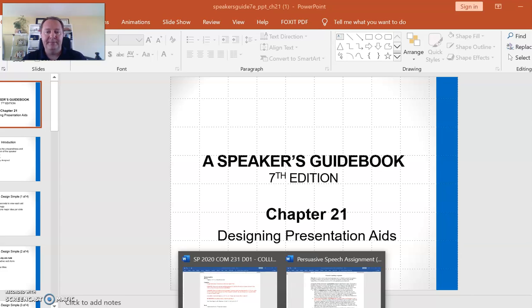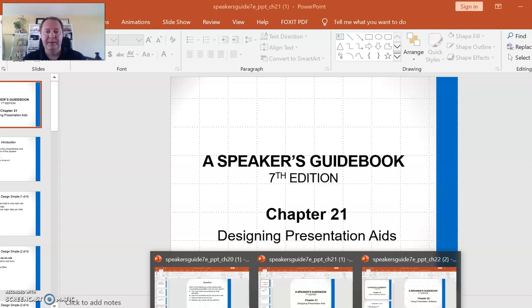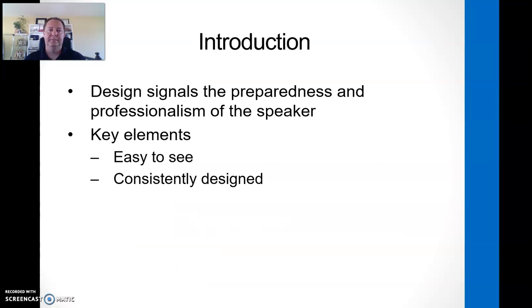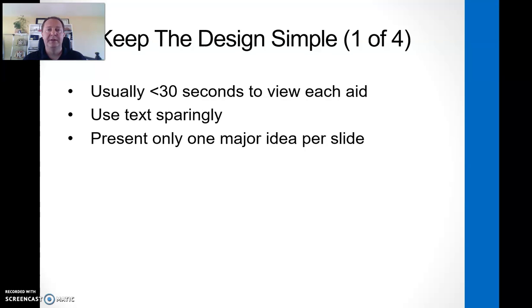So picking right up from where we left off from part 2, I wanted to talk about chapter 21, Designing Presentation Aids. So design signals the preparedness and professionalism of the speaker, and the key elements of it are it's easy to see and consistently designed. So you want to keep your design simple, usually maximum 30 seconds to view each aid. Use your text sparingly and present only one major idea per slide.